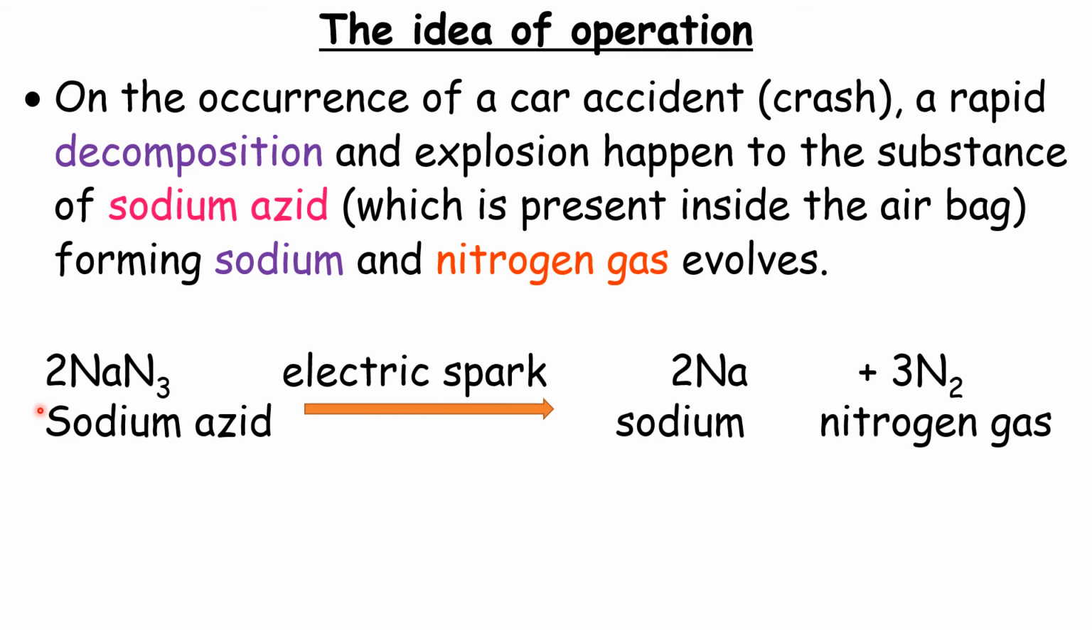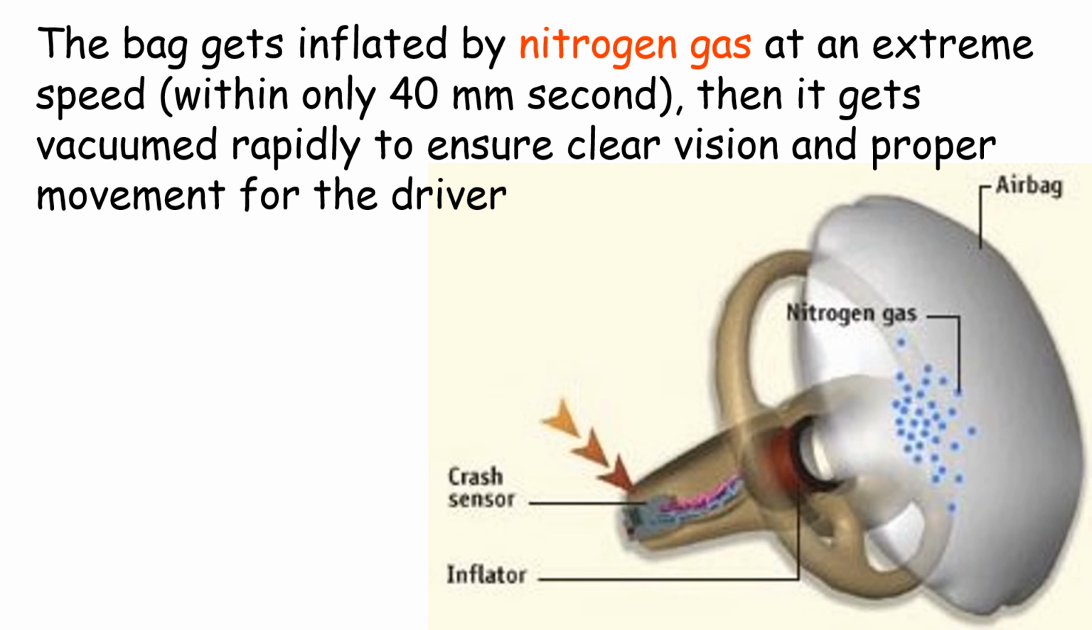هنلاقي هنا ان two molecules of sodium azide with electric spark الناتجة عن accident أو الكراش decompose into sodium plus nitrogen gas evolve. النيتروجين جاز ده هو اللي بيعمل blow up للairbag. The bag gets inflated by nitrogen gas at an extreme speed، بسرعة جدا بتتنفخ الايرباج دي علشان خاطر تحمي السائق من الاصطدام within only 40 milliseconds.